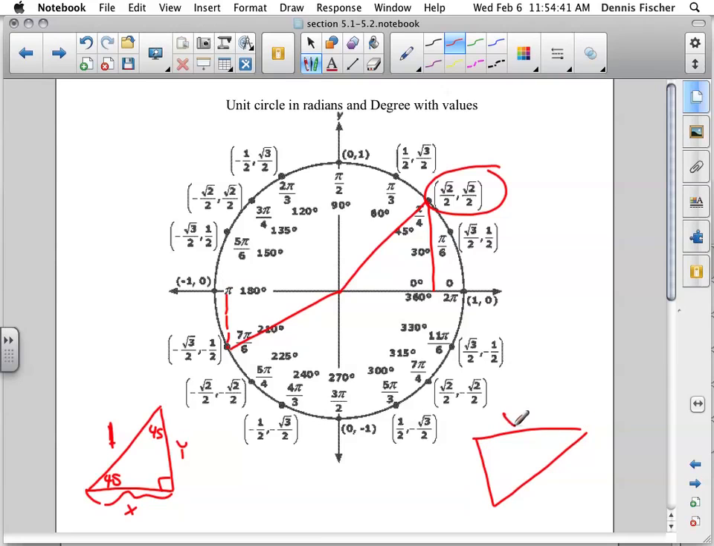This side over here is going to be x, this side over here is going to be y, correct? What is my hypotenuse length? 1. That does not change. On 210 degrees, this angle right there is what? 30 degrees. This has to be 60, and another one has to be 90, correct?